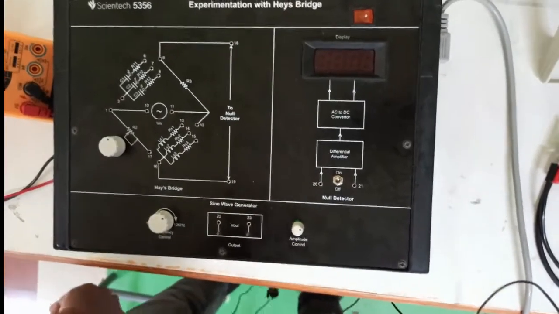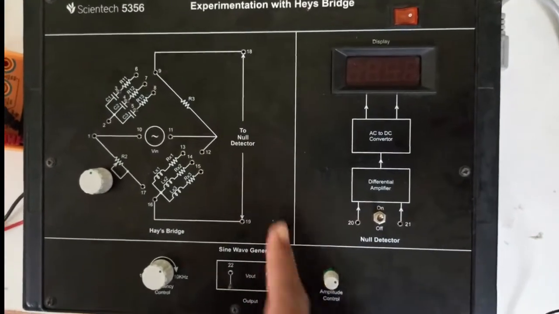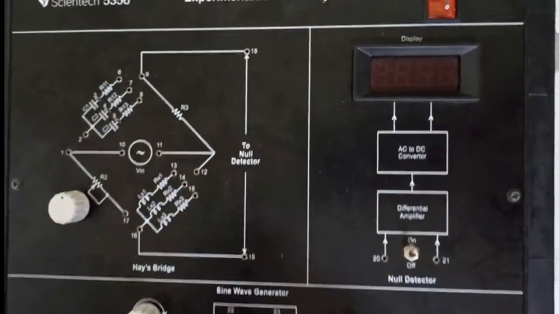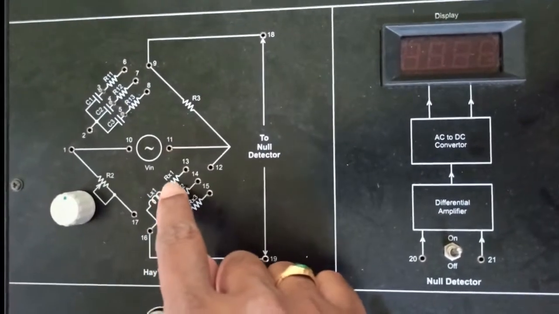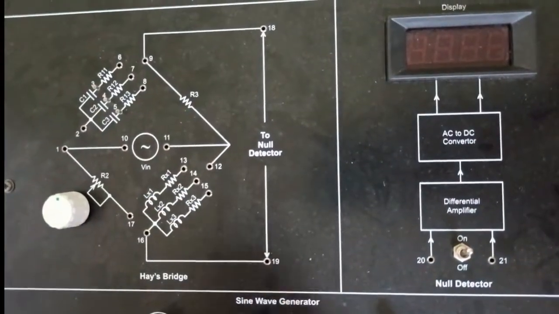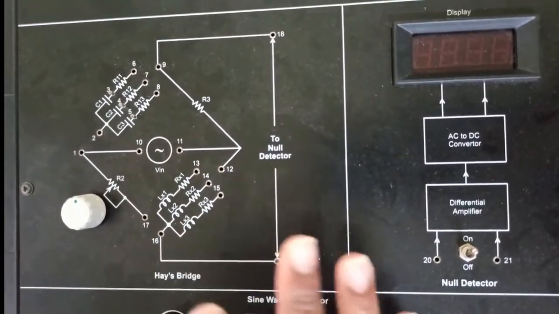Hello everybody. Now we are going to perform an experiment on Hay's bridge trainer. Okay, this is Hay's bridge. Here we are going to find unknown resistance and unknown inductance by using this bridge. We also find quality factor by using this bridge.